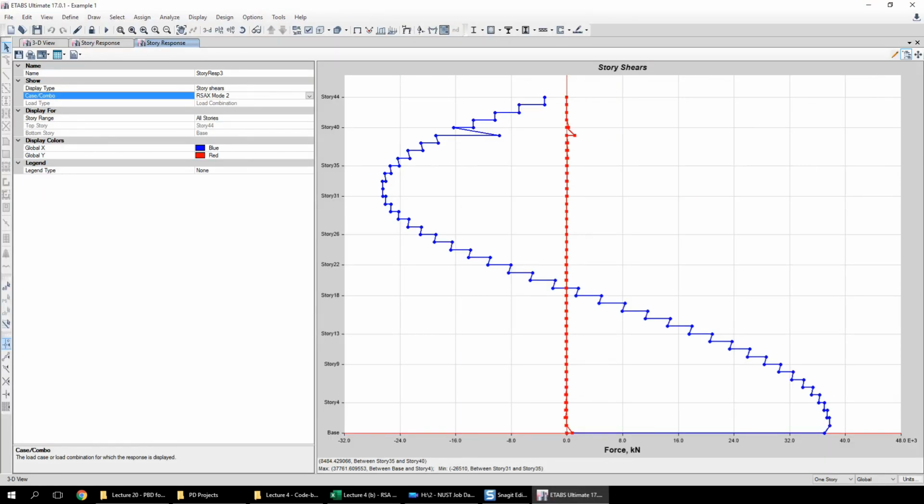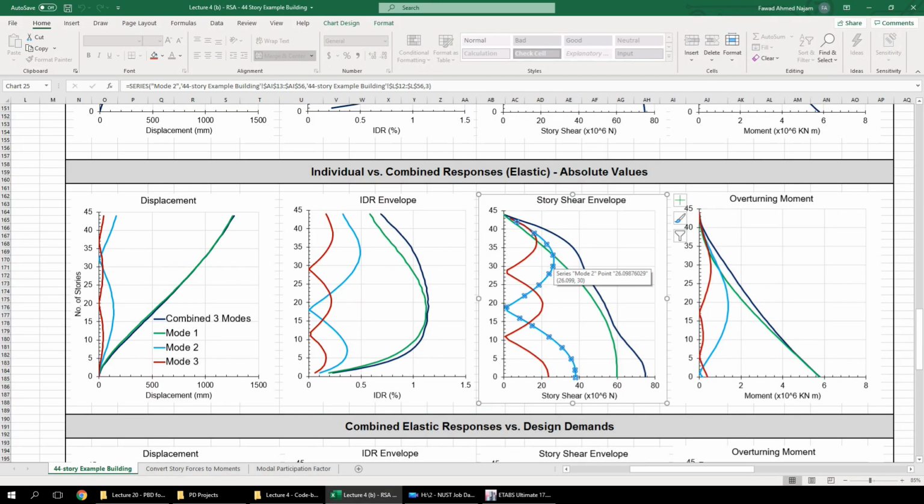So I come back to ETABS now, and this time I let's say select the RSA-X mode number 2. So this is the second mode's contribution towards the story shear, and this is the values with their algebraic sign. So I will let's say check the story shear at this story number 31 maybe, and that is around minus 26 into 10 raised to power 6 kilonewton. So here if we go to our Excel sheet, we can see here that the maximum story shear for second mode is almost 26.196 into 10 raised to power 6 kilonewton, which is very close to what we are getting in ETABS.